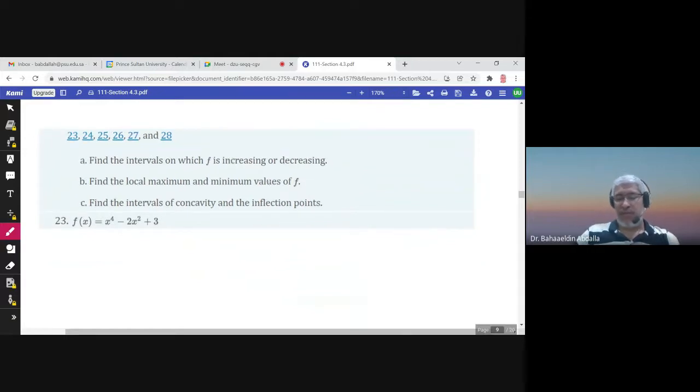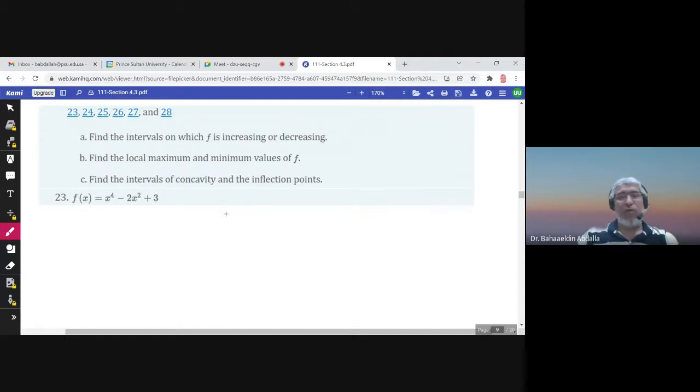Let us have some exercises about the first two parts of section 4.3. So about intervals of increase and decrease, and local maximum and minimum values, and intervals of concavity and inflection points. So we know now that to find intervals of increase and decrease, which is part A, we need to deal with the first derivative.